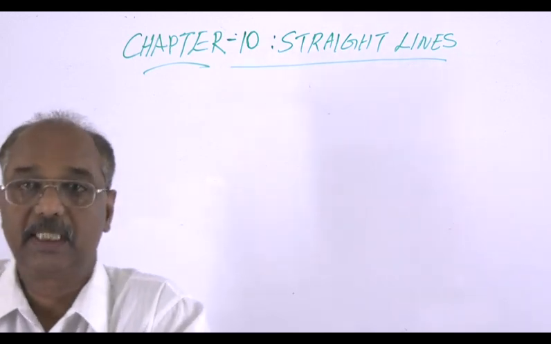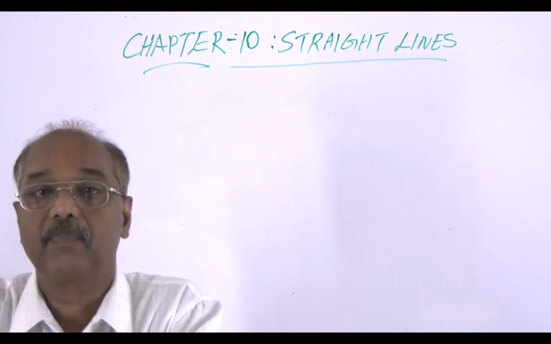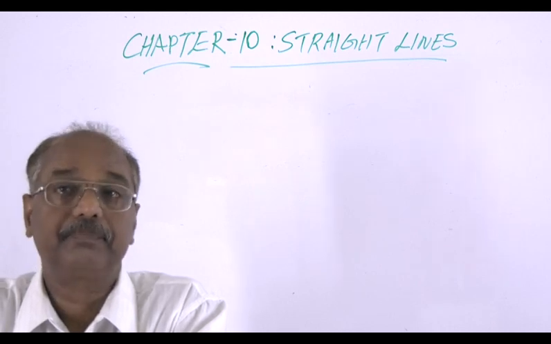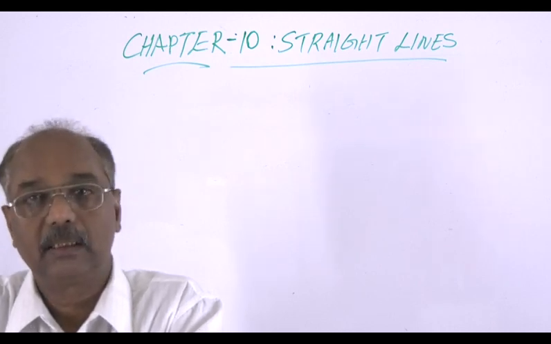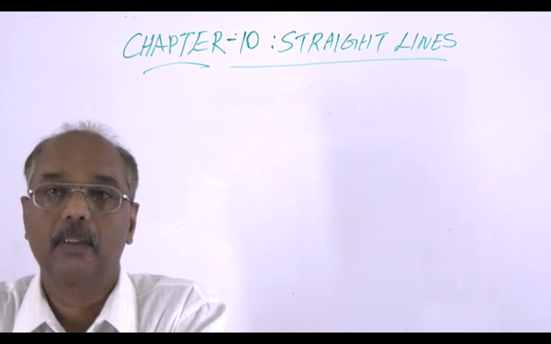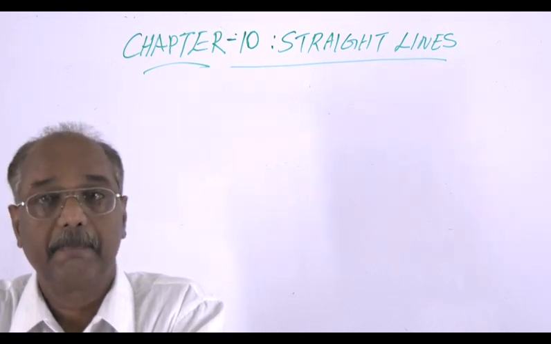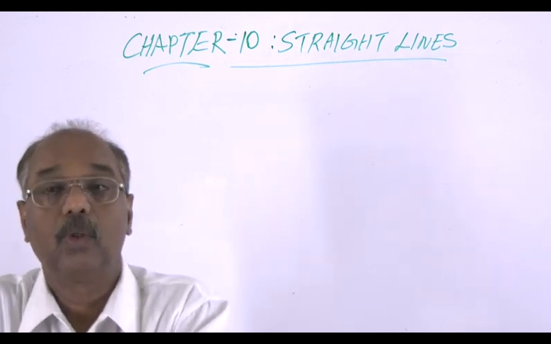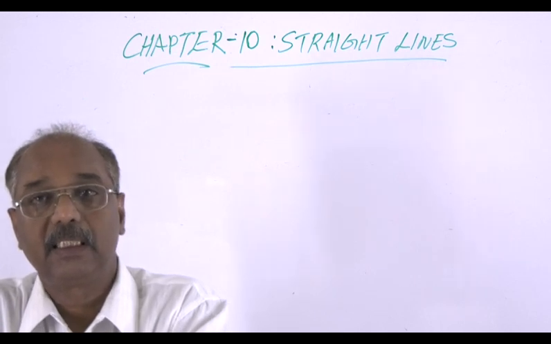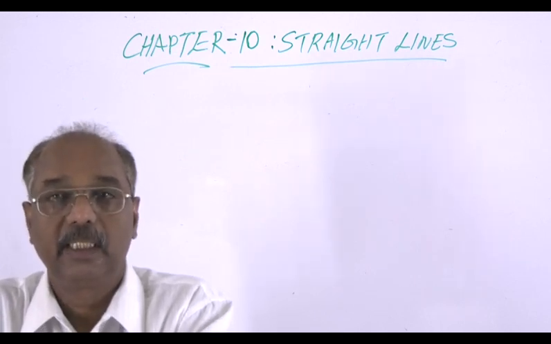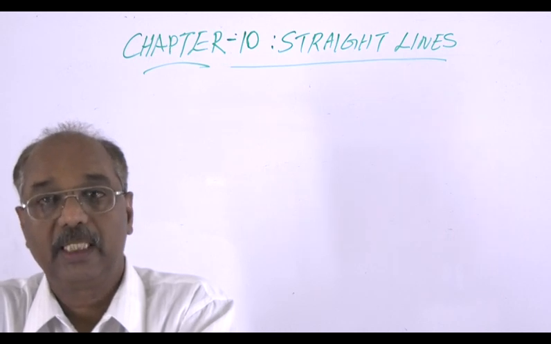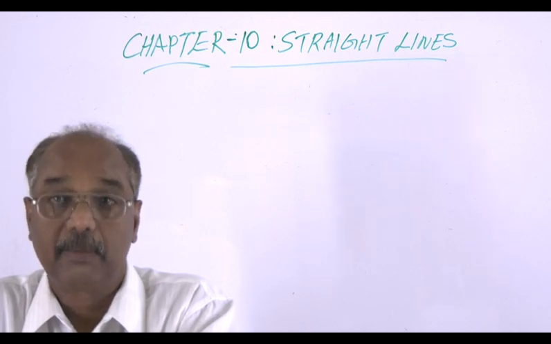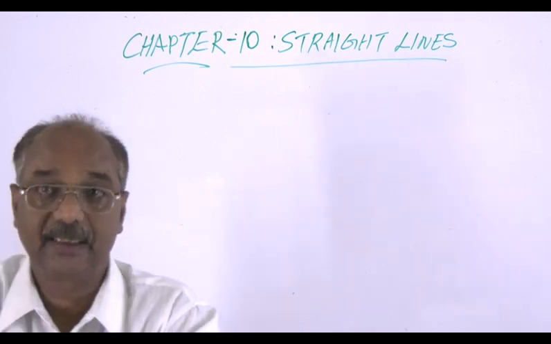Now, Chapter 10, Straight Lines. You know, a plane or a Cartesian plane. Cartesian plane means the plane with two axes, coordinate axes, x-axis and y-axis. X-axis is usually the horizontal axis, drawn horizontally, and y-axis is the perpendicular axis, perpendicular to the x-axis.